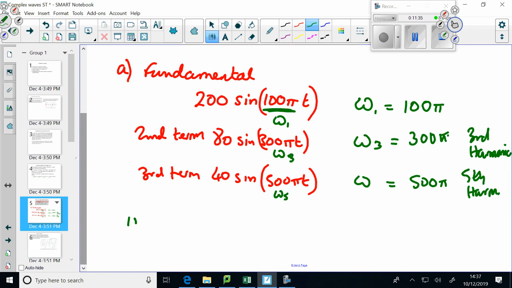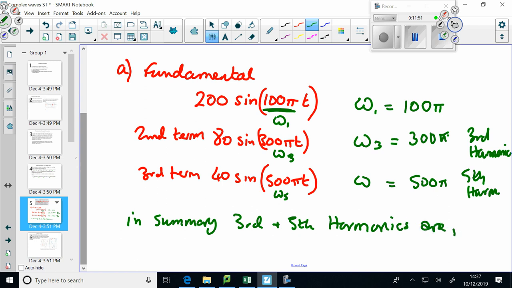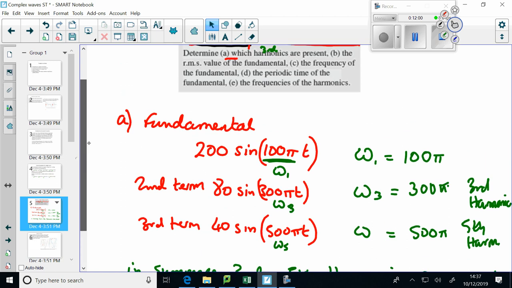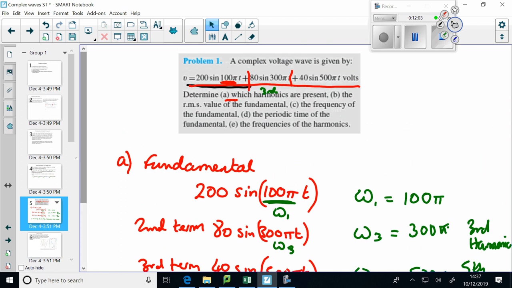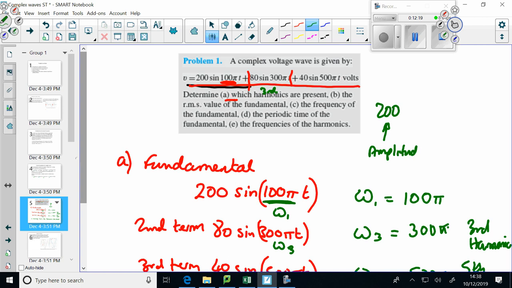In summary, it's a question about, do you know what the parts of that function you're being given are? What each part of it is to the waveform? You should know by now that 200 is the amplitude of that fundamental.